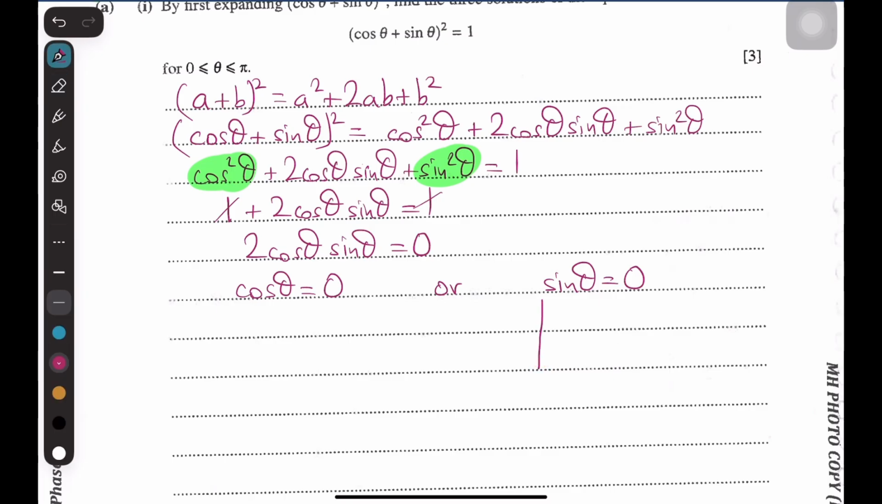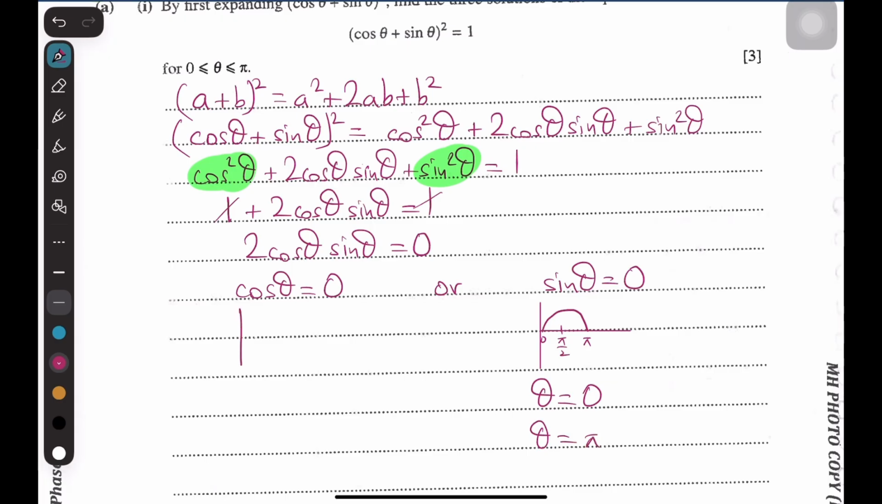So we have our graph like this. From 0 till pi, the graph is only like this. This is 0, this is pi by 2, and this is pi. So from here we can see that sine theta is 0 at theta equals 0 and at theta equals pi.